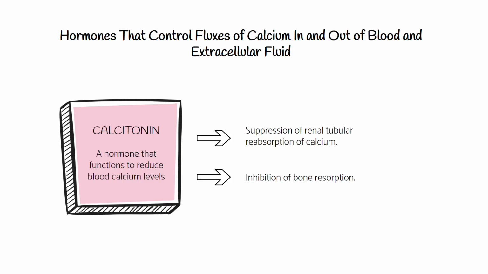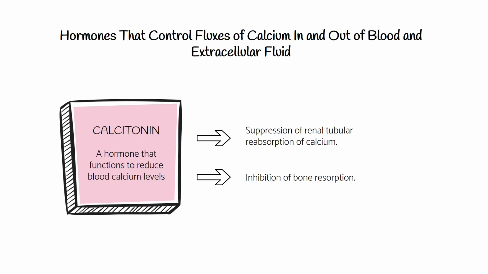Next, we have the calcitonin. This hormone functions to reduce blood calcium levels. It is secreted in response to hypercalcemia, a condition in which the calcium level in our blood is above normal. This hormone has at least 2 effects.